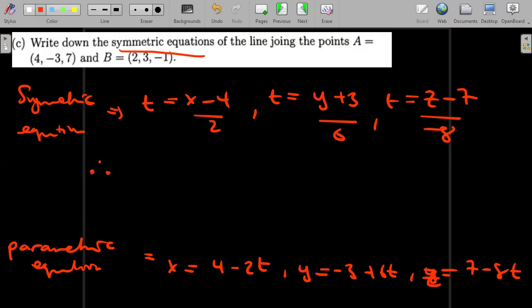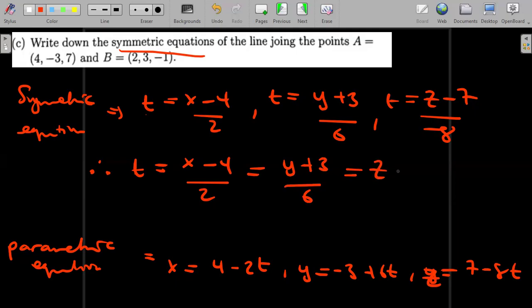And therefore, for my symmetric equation, as I can see there's t there, t there, t there, I can just equate all of these, and that will be x minus 4 over negative 2, which will be equal to y plus 3 over 6, which should be equal to z minus 7 over negative 8. So here, this is my symmetric equation.